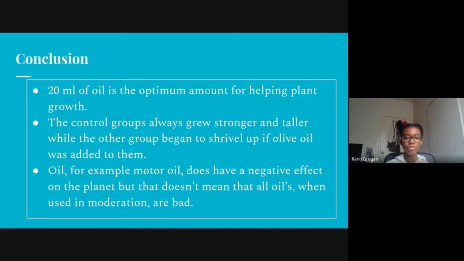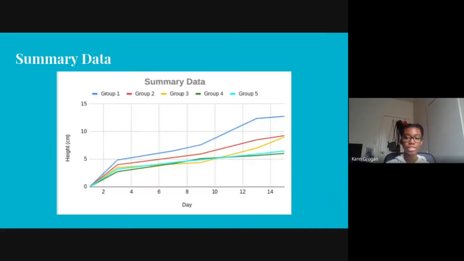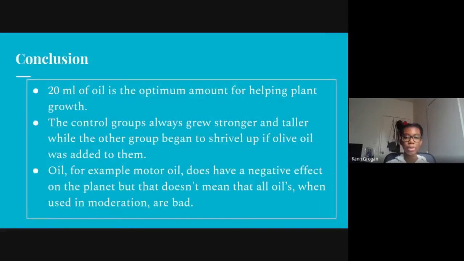20 milliliters of oil, which as you can go back to this chart, is the highlighted blue color, is the optimum amount of oil for helping the plant to grow. The control group, as we can see in the other graph, is always stronger and taller, while the other groups tend to shrivel up or not grow as strong when olive oil was added to them.